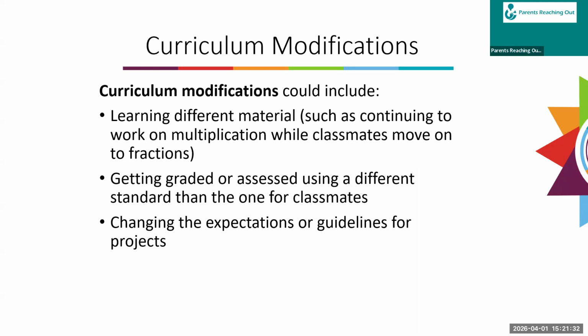So some of the curriculum modifications could look like learning different material. So you might have them working, the example here is working on multiplication while the classmates move on to fractions. So that is how the student could be learning something different but still be in the same classroom. Or getting graded using a different rubric or standard than maybe the classmates. Or maybe they have a hands-on project and the other students are doing maybe a presentation or something like that. So it's just changing the expectations or guidelines for projects would be another modification.